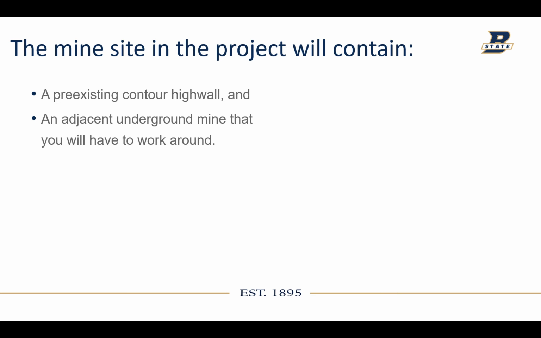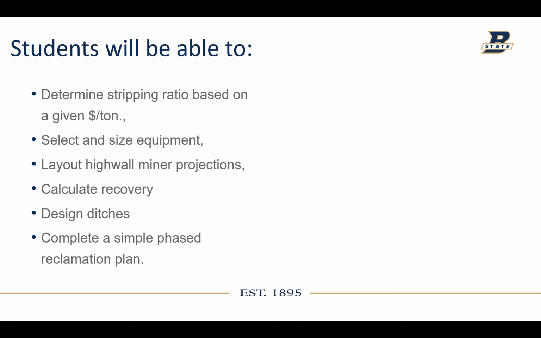So we'll have that. And then what the students will be able to do is, like I said, determine a stripping ratio based on given dollars per ton, select and size equipment, do the highwall miner projections, calculate recovery, design ditches, and then complete a simple phased reclamation plan. So that's what we're going to do for the surface mine project.